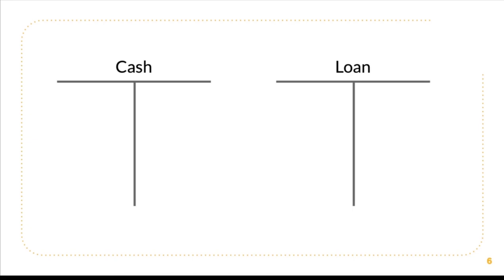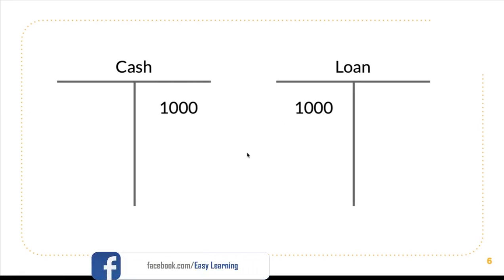Okay, so if you answered the cash account would be credited by $1,000 and the loan account would be debited by $1,000, you are correct.